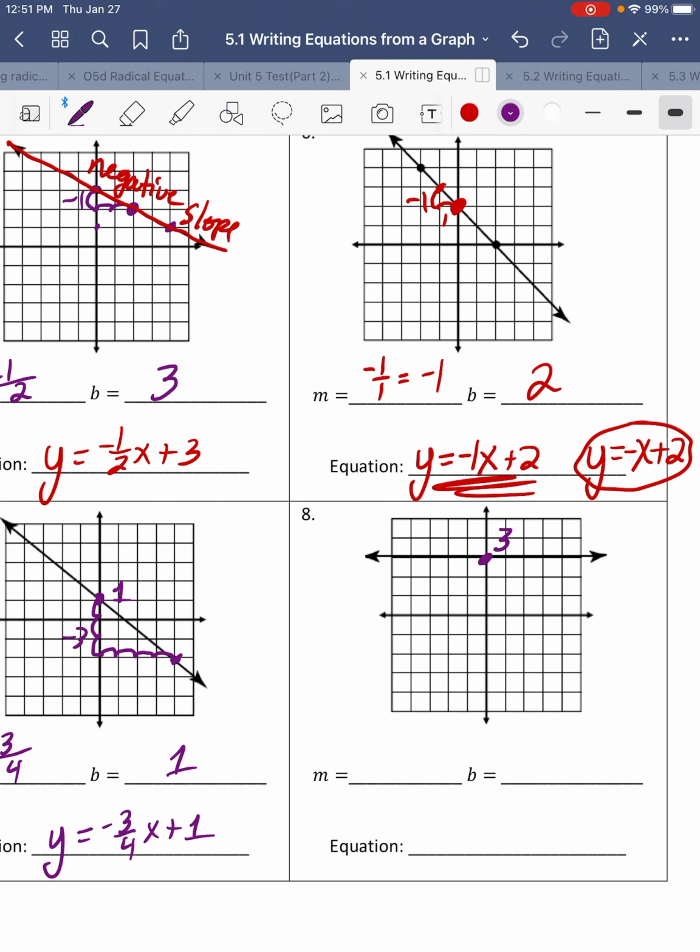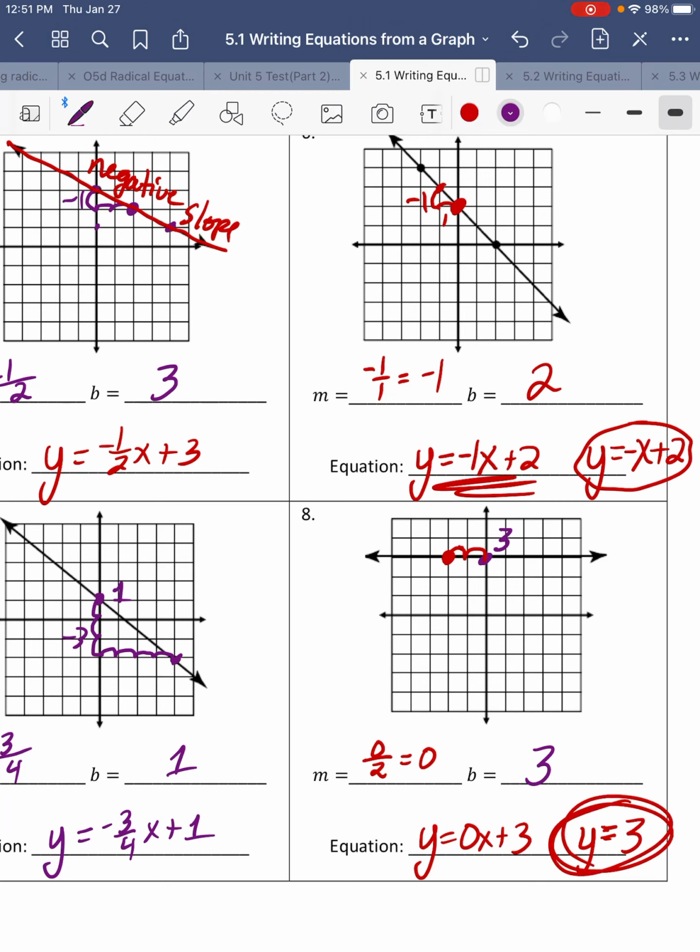Number 8. So your y-intercept is 3. And then picking another coordinate. Let's see over here. I'm going to go right. So up or down 0. You don't go up or down any, and you go right 1, 2. 0 divided by 2 is 0. So your equation is y equals 0x plus 3. What's 0 times x? Well, that's 0. And 0 plus 3 is 3.